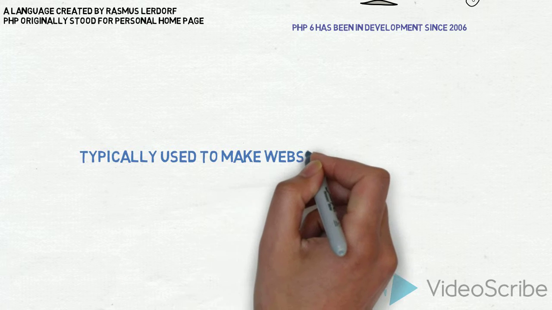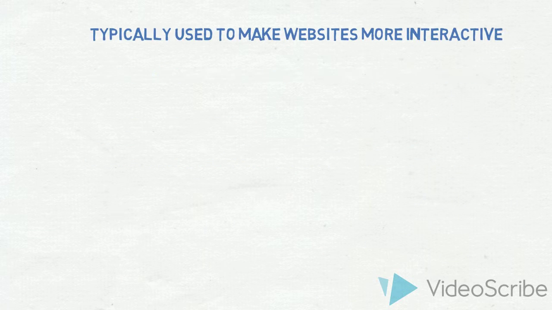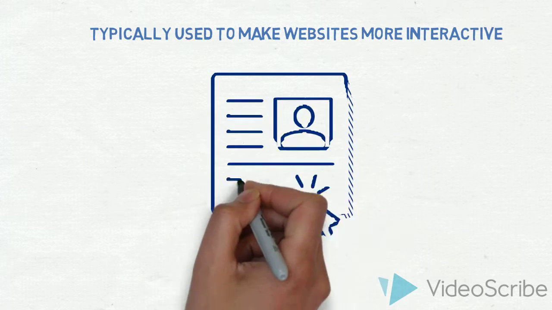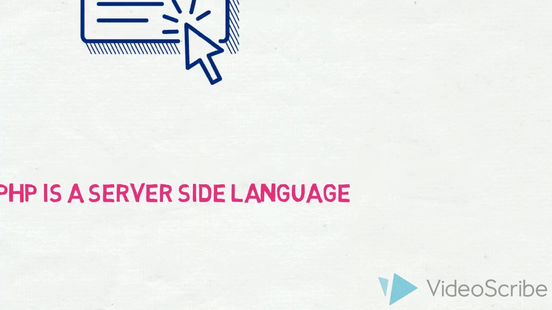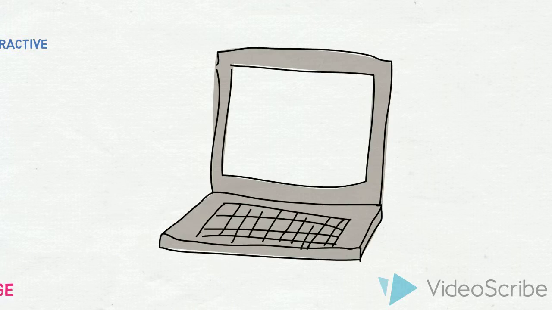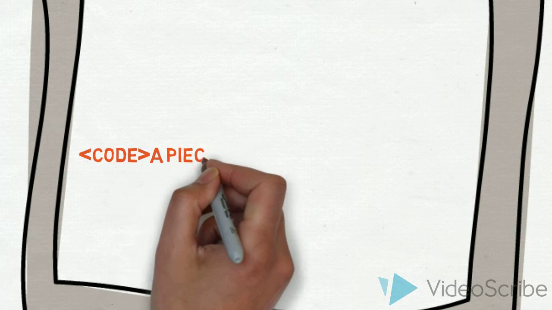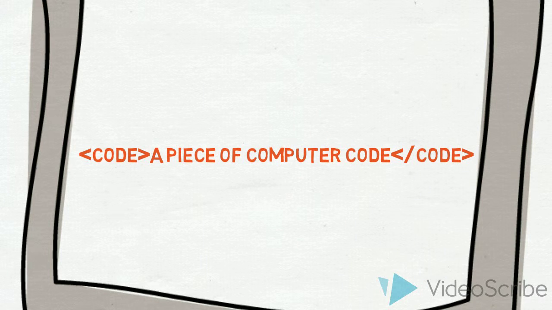PHP is typically used by web developers to make websites more interactive. PHP is a server-side language. What this means is that if you looked at the source code on a website, you wouldn't see any of the PHP code. You would only see HTML because all the processing is done on the website server.